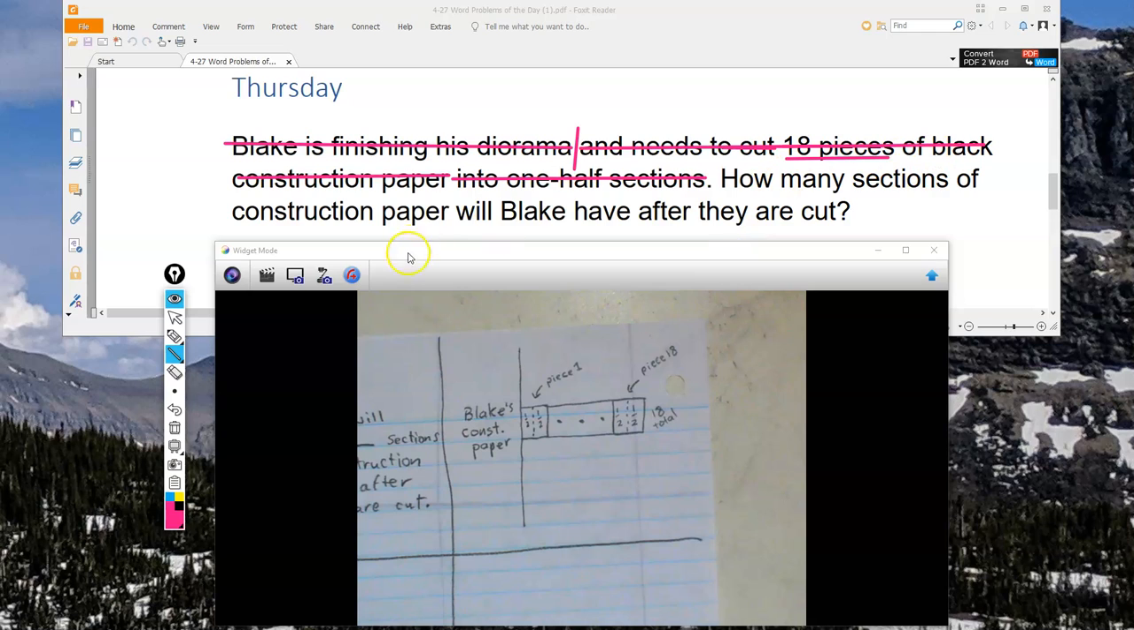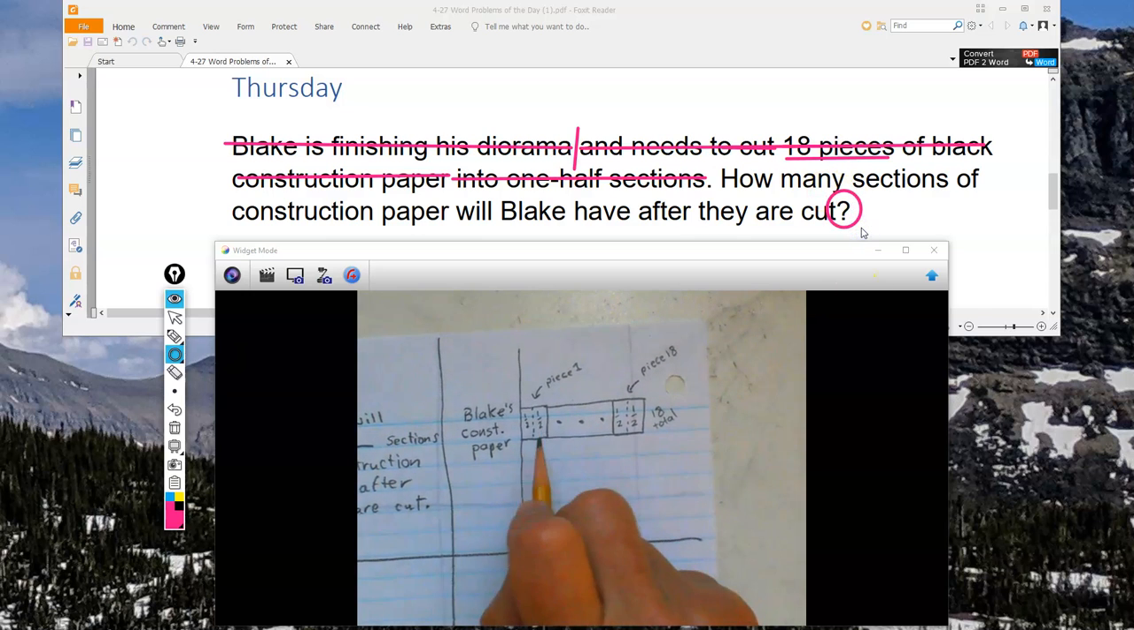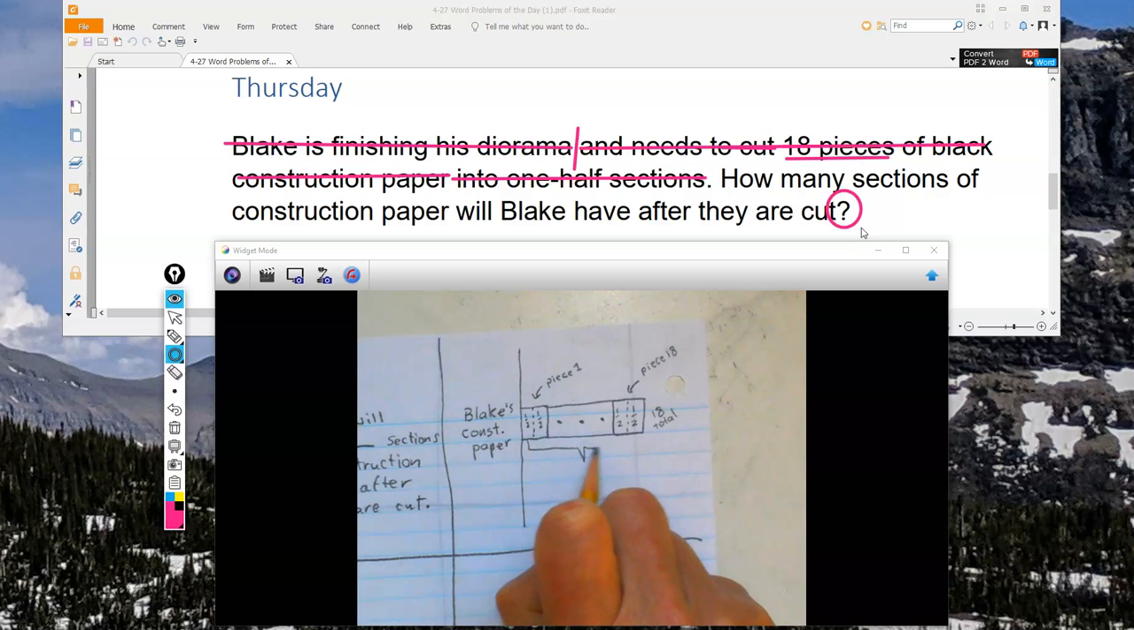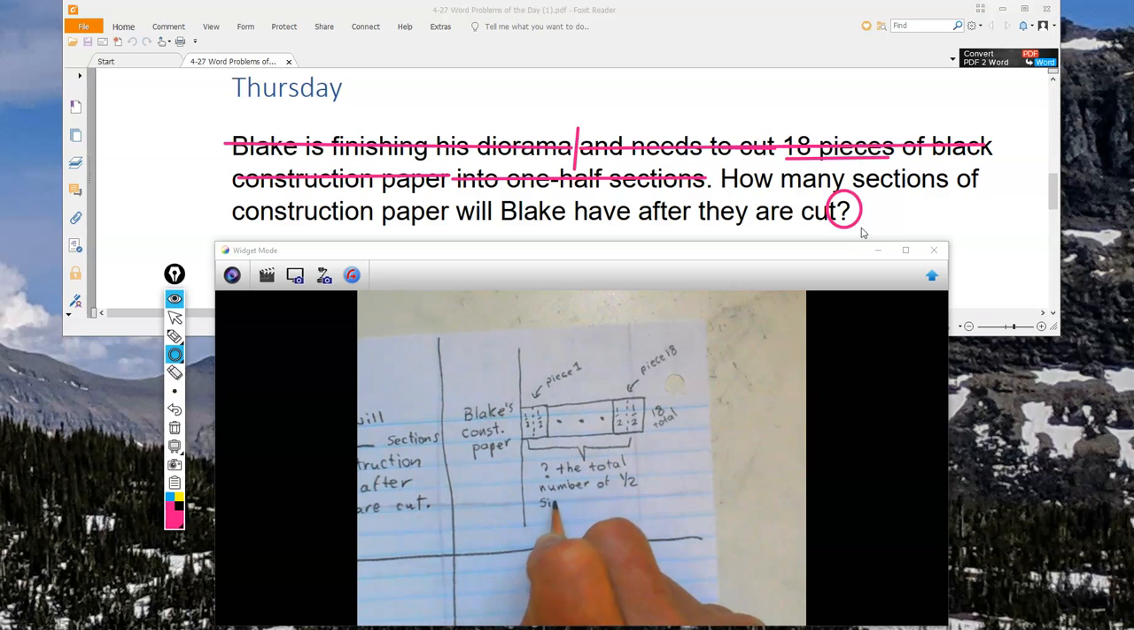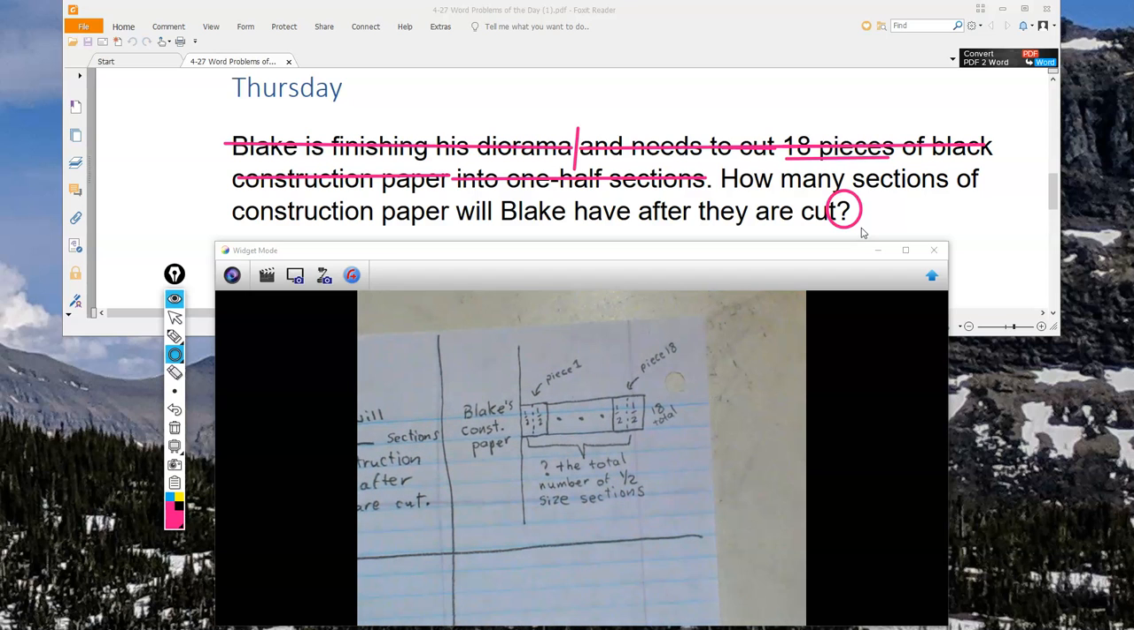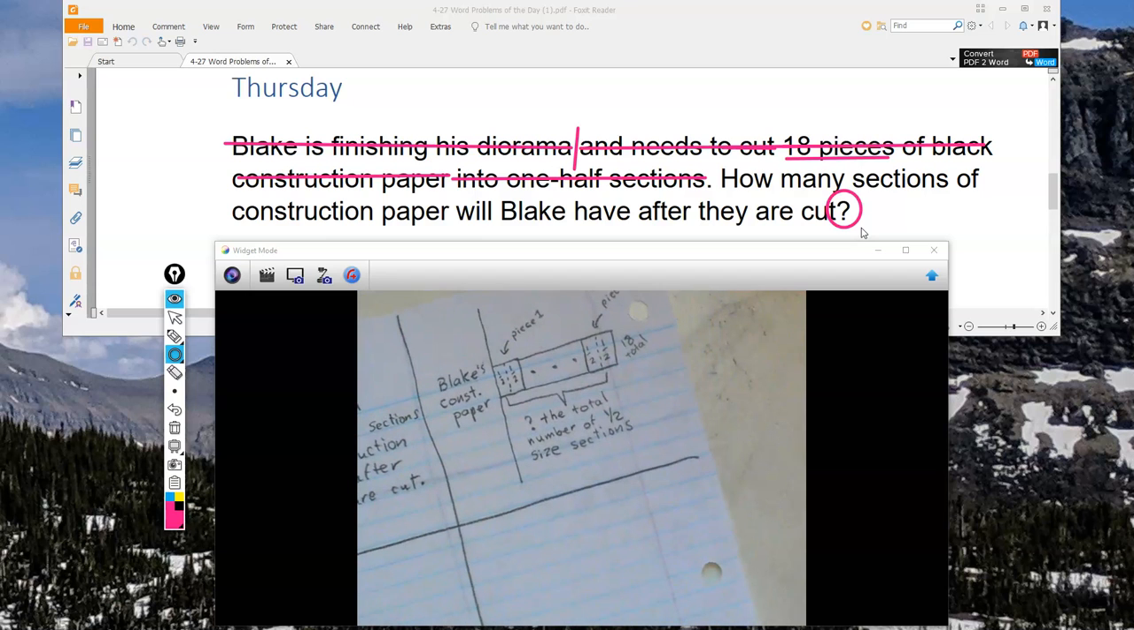Now the question is, how many sections of construction paper will Blake have after they're cut? I see a question mark right there, so I'm going to figure out how to show that on here. Basically, what I want to do is count up the total. The question mark is the total number of 1/2 size sections. So I want to find out the total number of those.